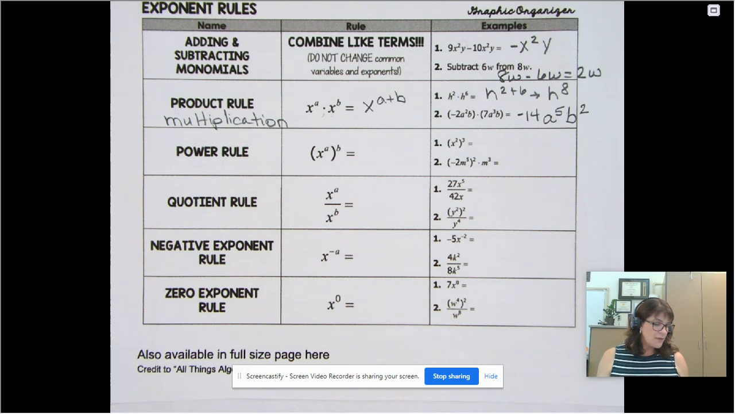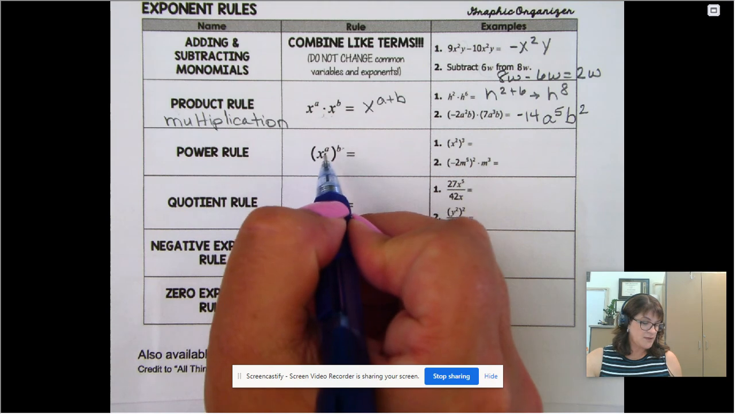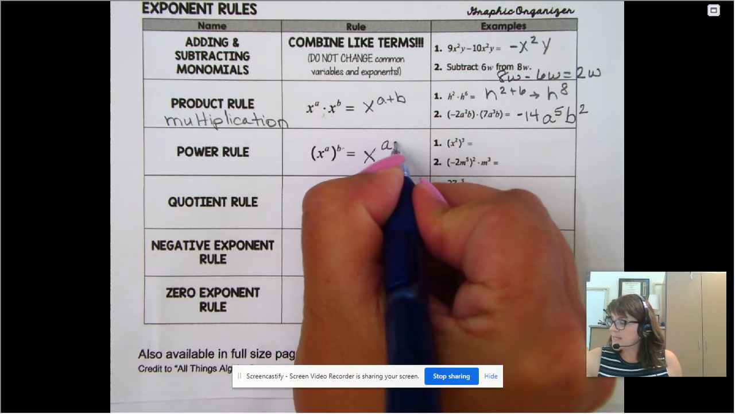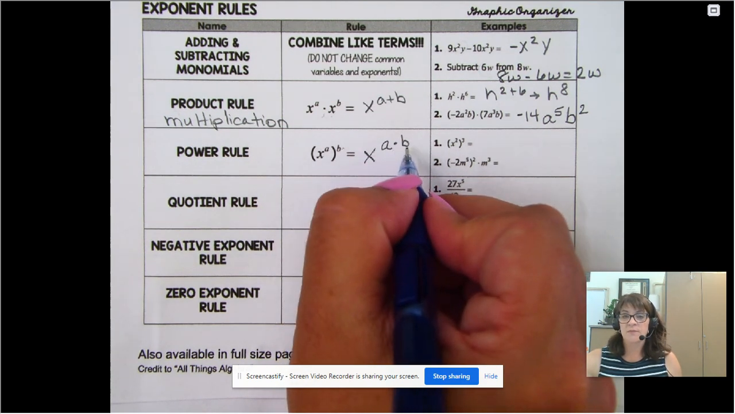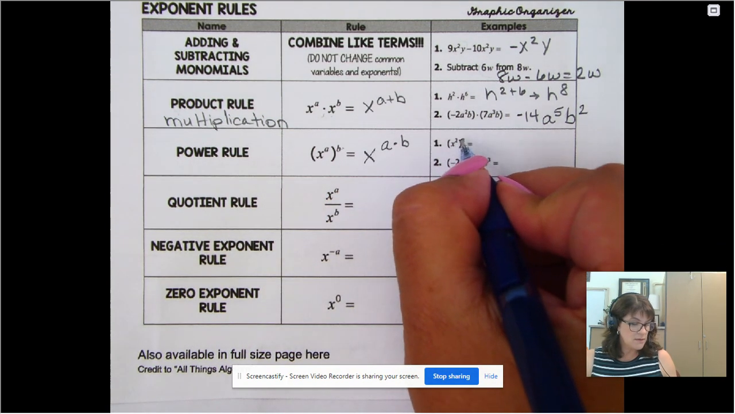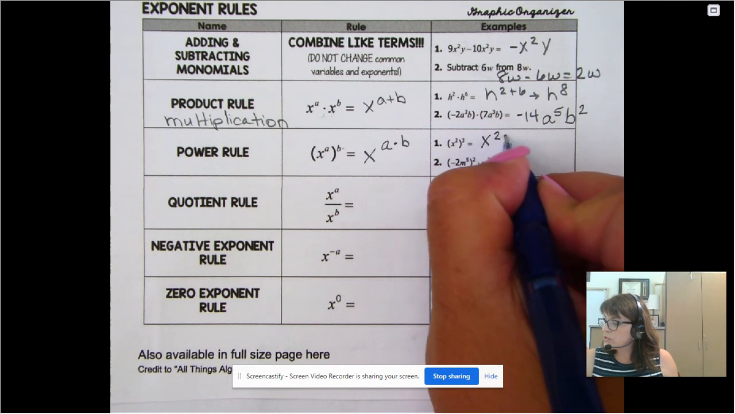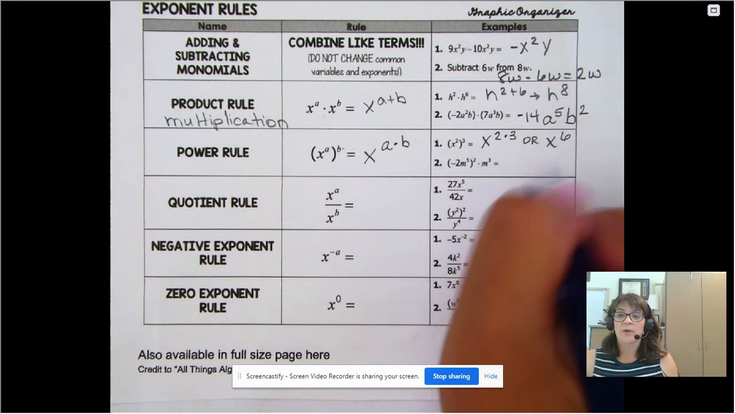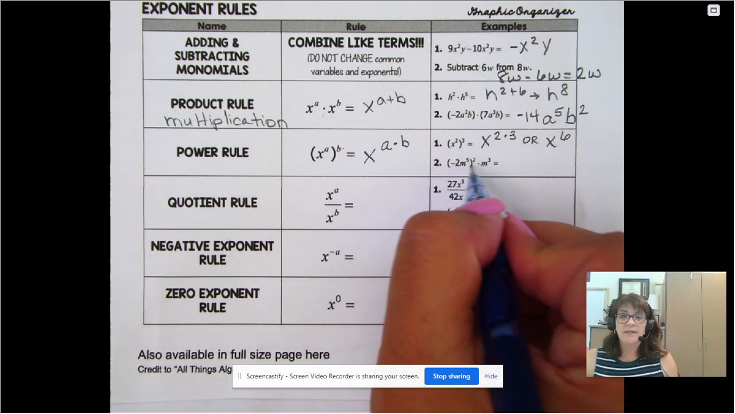Okay? The power rule means you are raising an exponent to another exponent. And so in this case, it would be x to the a times b. So at this point, you multiply the exponents. So on this one, x squared raised to the 3rd power would be x to the 2 times 3, or x to the 6th power. Okay. But what if it is a whole bunch like this?